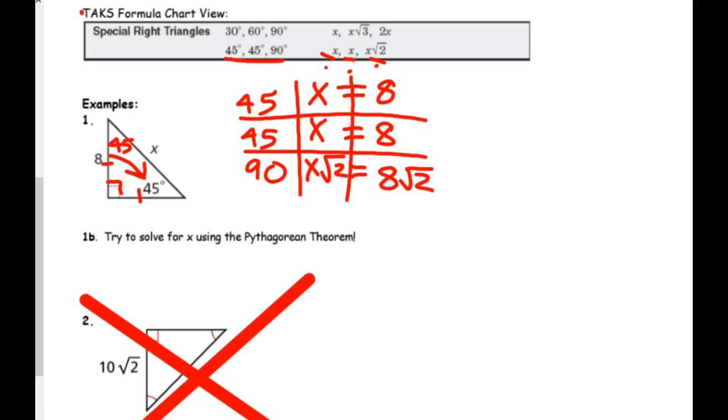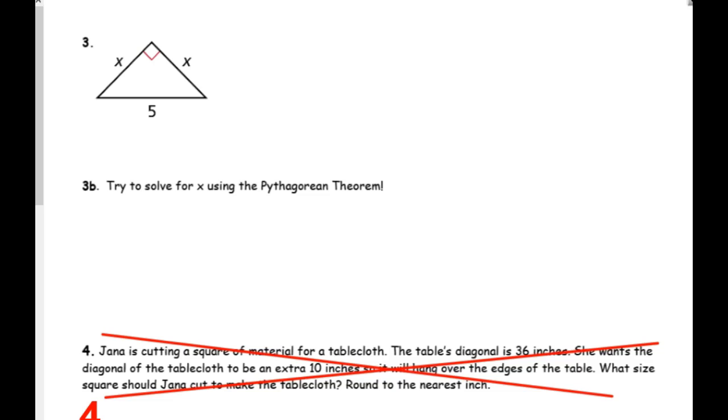Now we're going to skip number 2. And let's flip to number 3 on the back, okay? 3 and 4 are going to be a little trickier. So please focus so you know what you're doing.